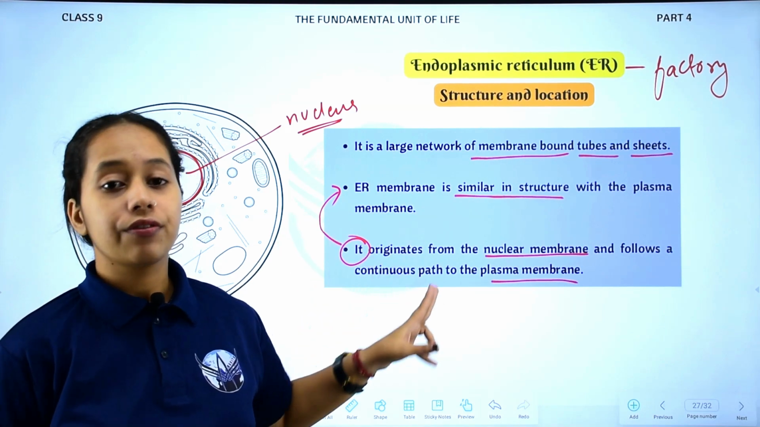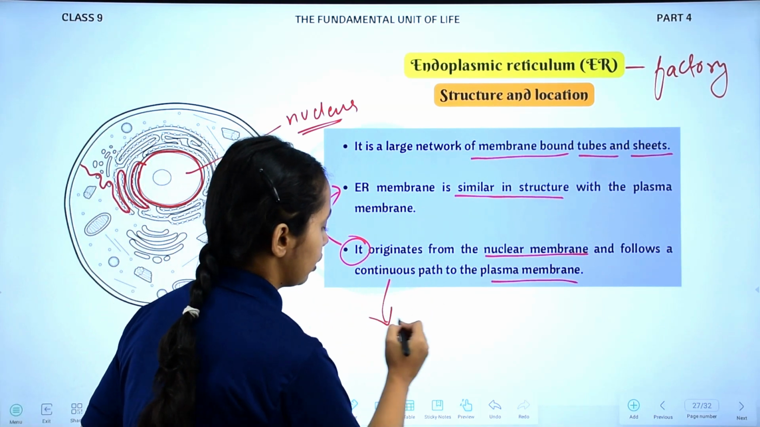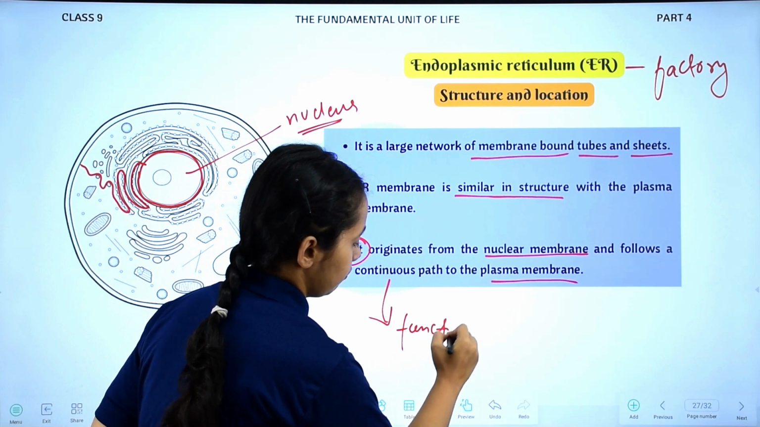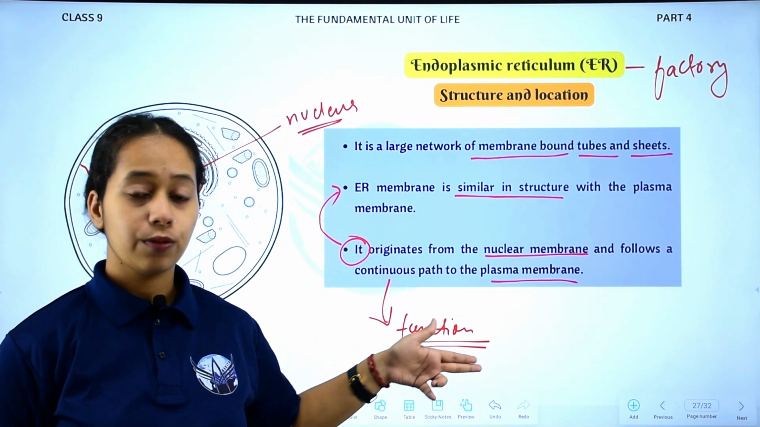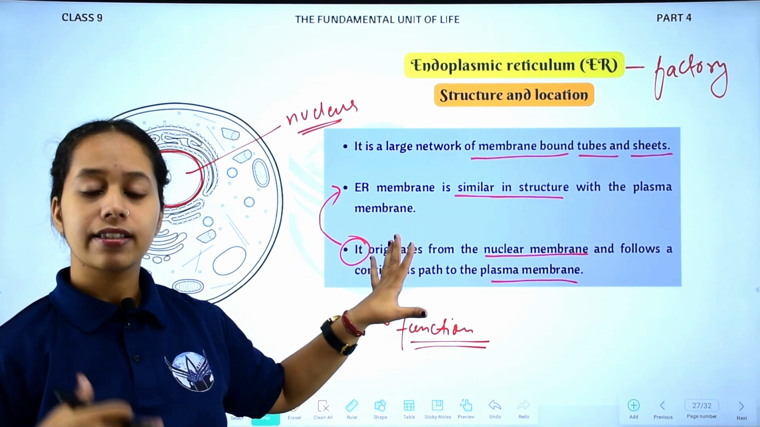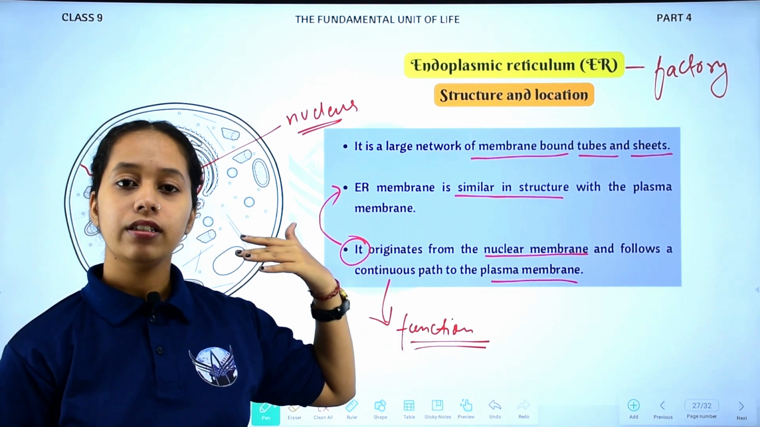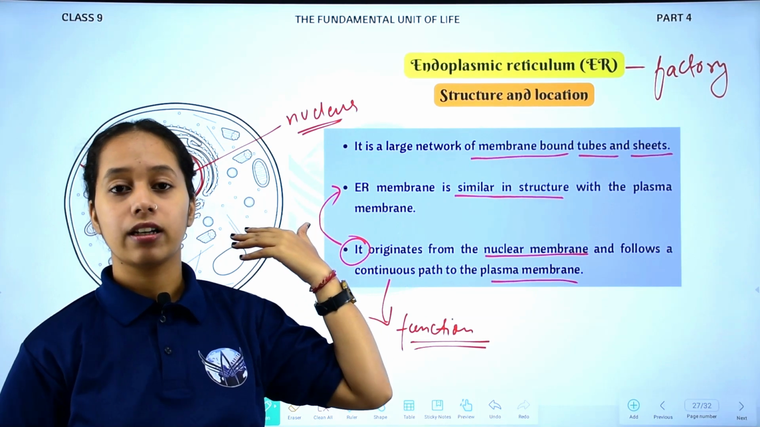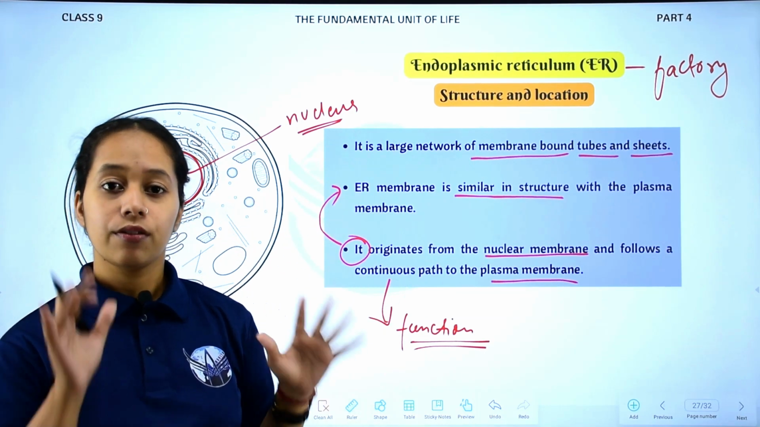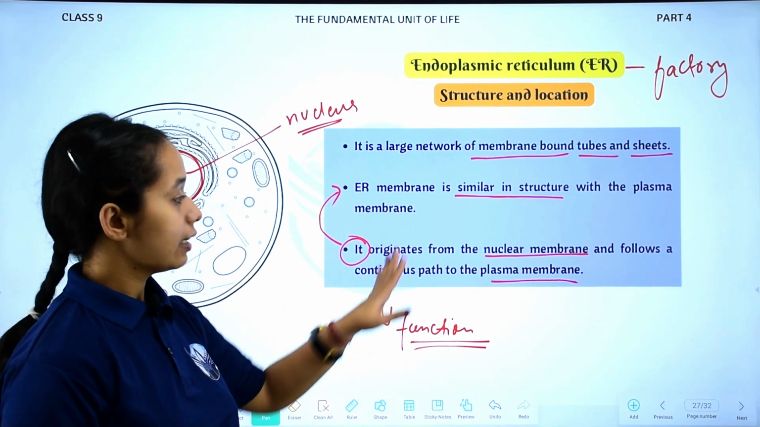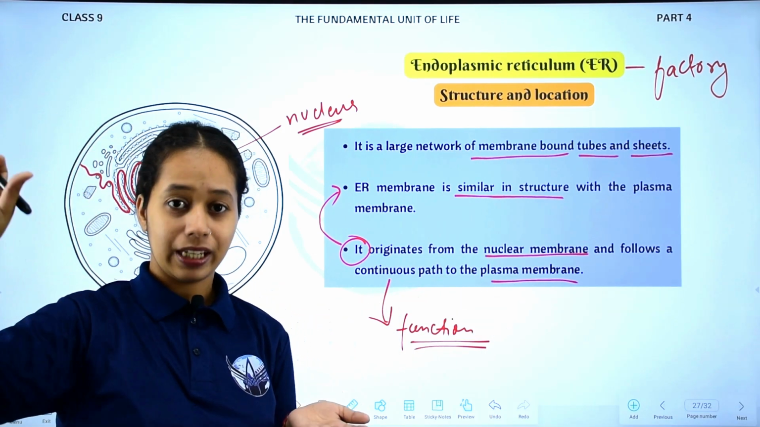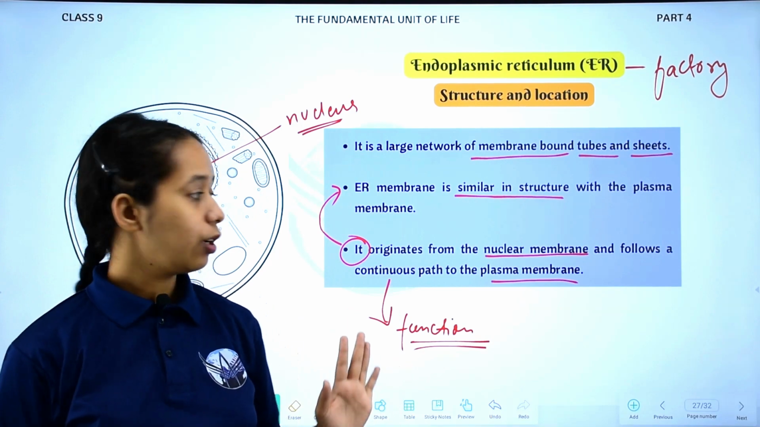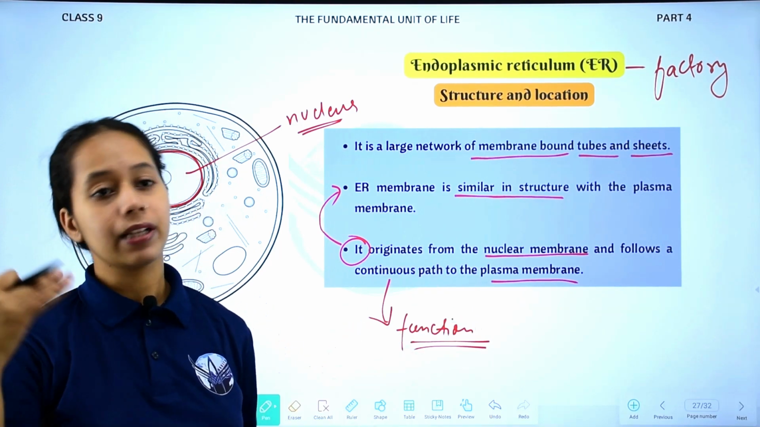This point is actually very important and it has a specific function. There is a function related to this point, so we will better understand and discuss it in more detail when we talk about the functions of ER. For now, simply remember that it originates from the nuclear membrane and joins the plasma membrane.